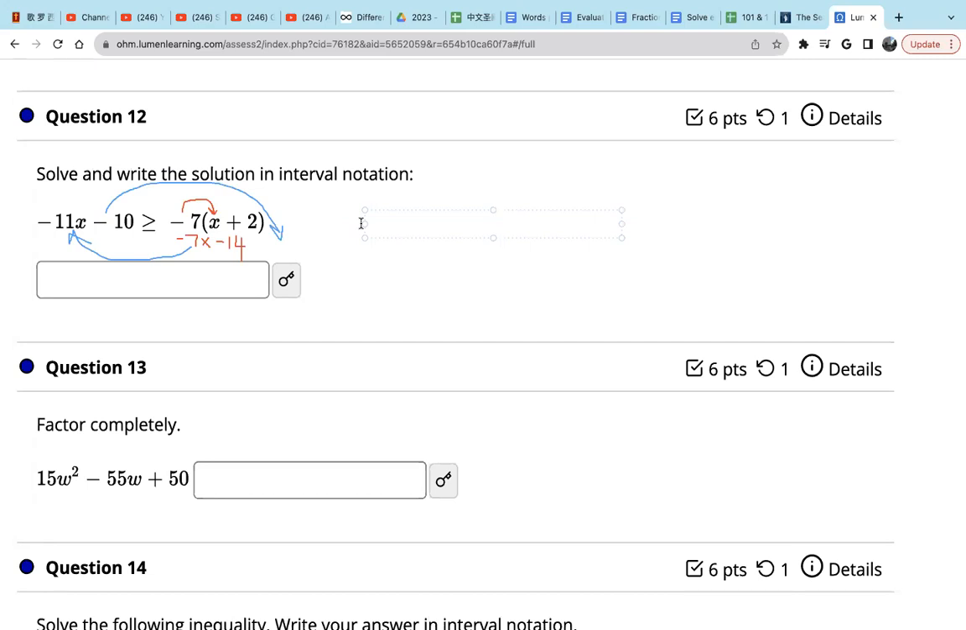So -11x plus 7x, that's -4x, greater than or equal to -14 plus 10, that's -4. Now we divide by -4 on both sides. We switch the sign when we divide by a negative number. So x is less than or equal to 1.